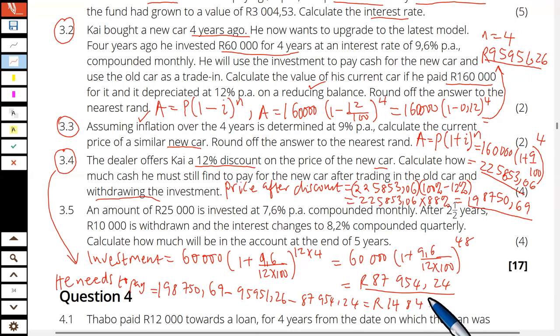Right, so obviously this is the amount of money that he must pay. He must pay 14,845.19. So this is the amount of money that he must pay. Okay, so we actually were able to get this one.